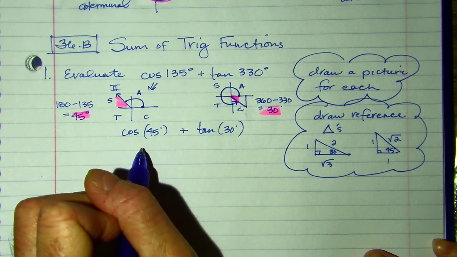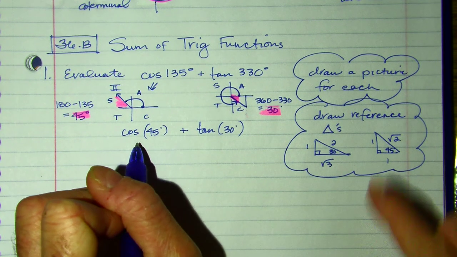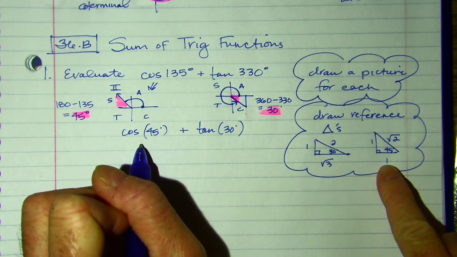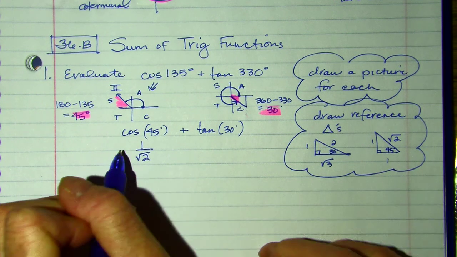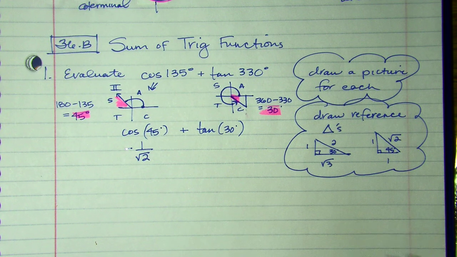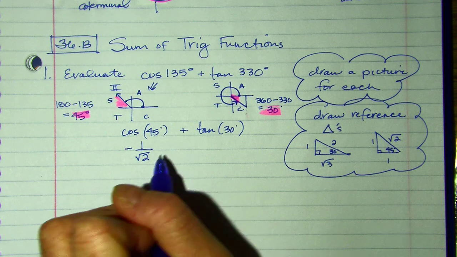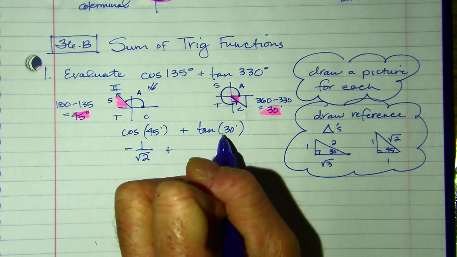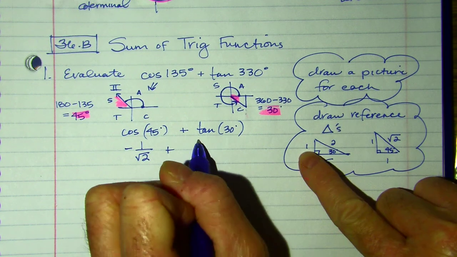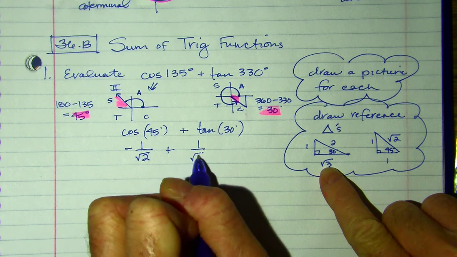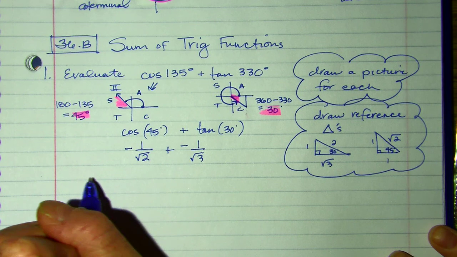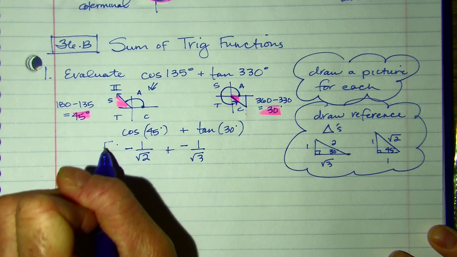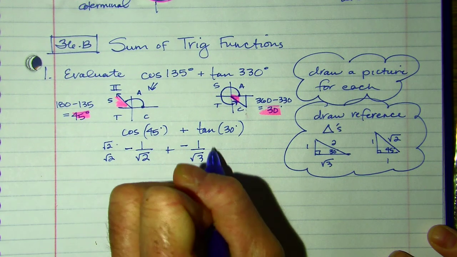So the reason I drew this picture is first I'm going to do cosine of 45. That's adjacent over hypotenuse. But because I was in quadrant 2, I know that I'm negative. Okay? Plus the tangent of 30. Tangent of 30 would be opposite over adjacent. But I'm in quadrant 4, so I also know that I am negative. Now I need to rationalize. Remember, to rationalize, I multiply top and bottom by the bottom.